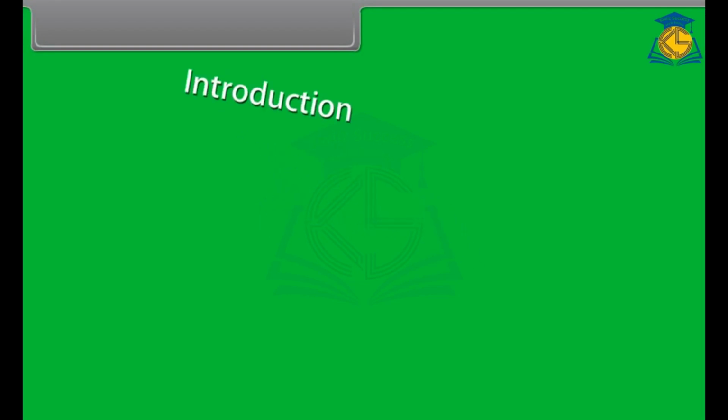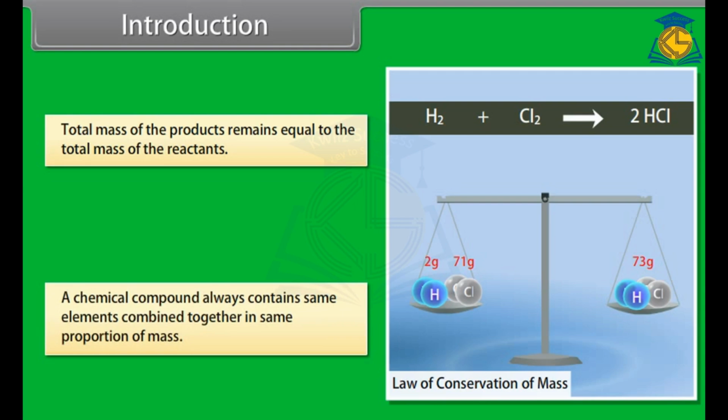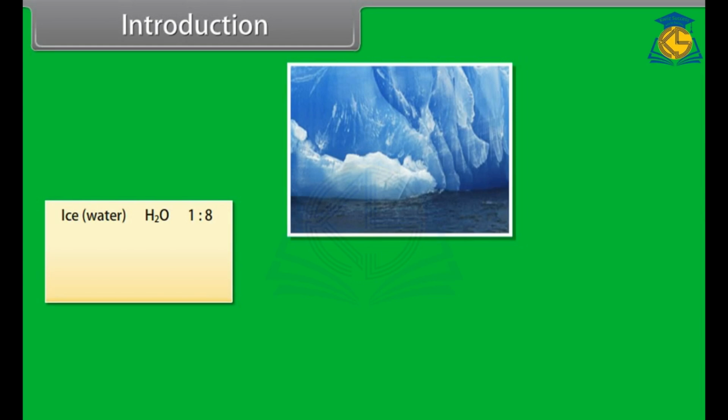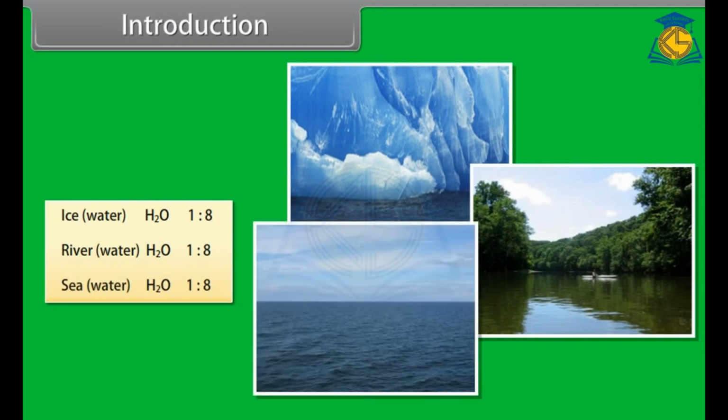Introduction. Total mass of the products remains equal to the total mass of the reactants. H2 plus Cl2 gives 2HCl. A chemical compound always contains the same elements combined together in the same proportion of mass. Ice H2O 1:8. River H2O 1:8. Sea H2O 1:8.